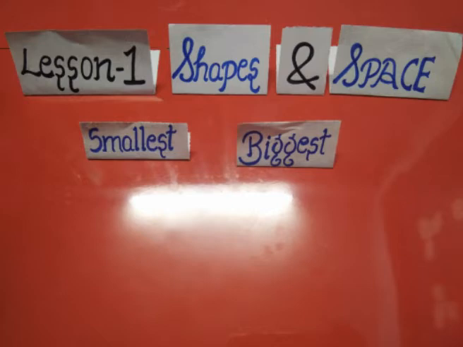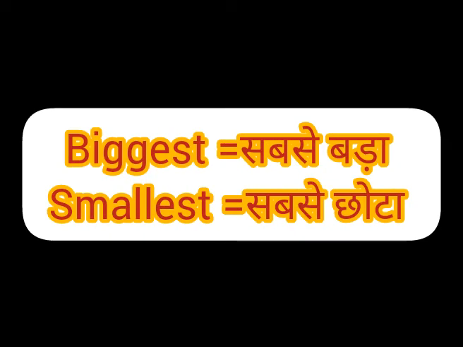Now the next topic is smallest, biggest. In this topic, we will compare more than two things. Before comparing them, let's know about biggest and smallest. Biggest means sabse bada, smallest means sabse chota.